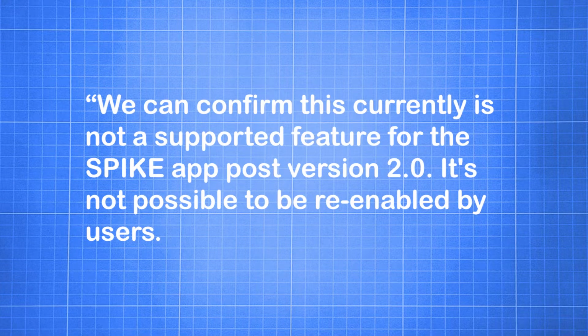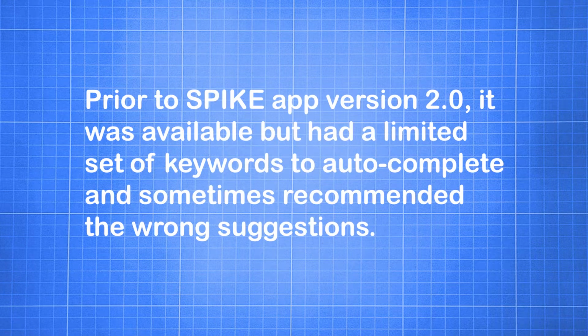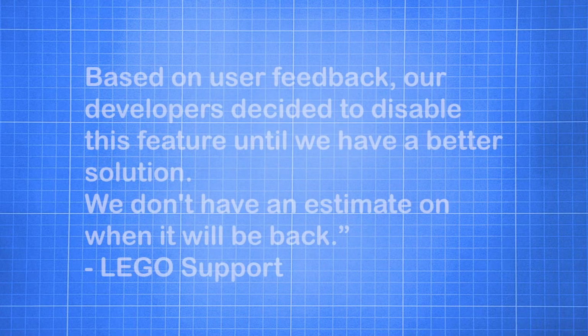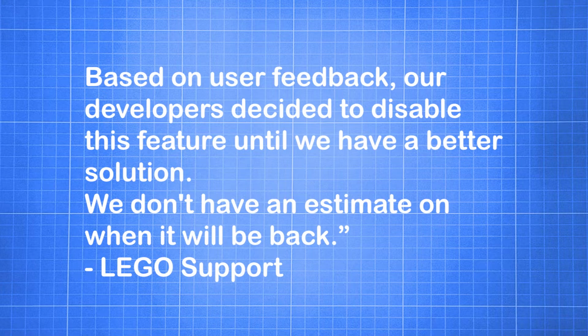So here is what LEGO had to say. We can confirm this currently is not a supported feature for the Spike app post version 2.0. It is not possible to be re-enabled by users. Prior to Spike app version 2.0, it was available but had a limited set of keywords to autocomplete and sometimes recommended the wrong suggestions. Based on user feedback, our developers have decided to disable this feature until we have a better solution. We don't have an estimate on when it will be back.